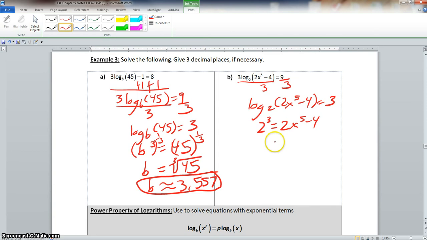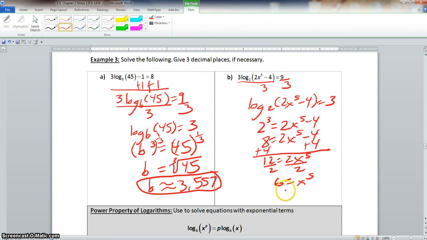Now, 2 to the 3rd, we know is 8, is equal to 2x to the 5th minus 4. We will add 4 on both sides, and we will have 12 is equal to 2x to the 5th. Now we divide each side by 2, and 6 is equal to x to the 5th. Now, to get this x by itself, we will have to take the 5th root of each side.